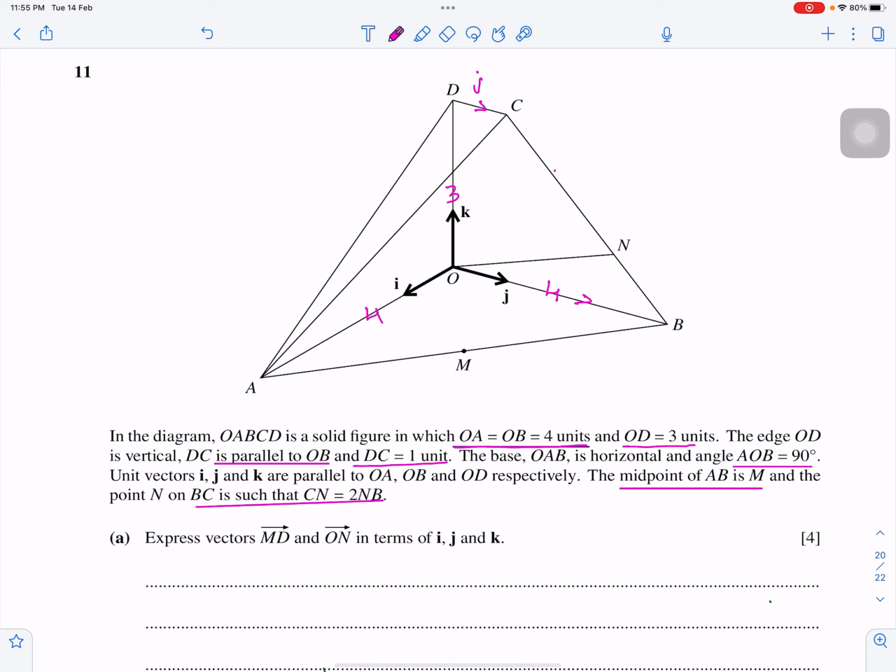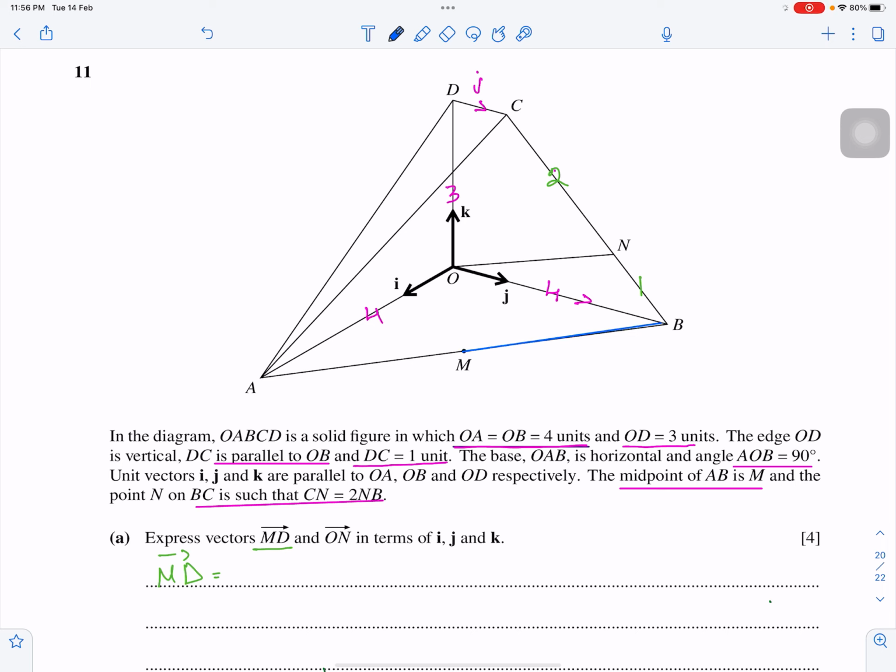It means this has ratio 2 and this has ratio 1. Now we have put down everything, and it is always best practice to write down all the values and ratios on the diagram, so that you don't have to read the question again and again. So first of all, let's find the vector MD. The best way is to find the route. What is the other way to go from M to D? If we look at the diagram, we have to select the ways which have known vectors.